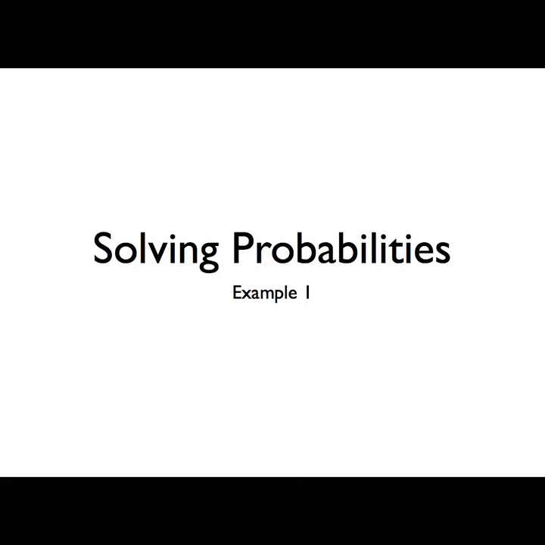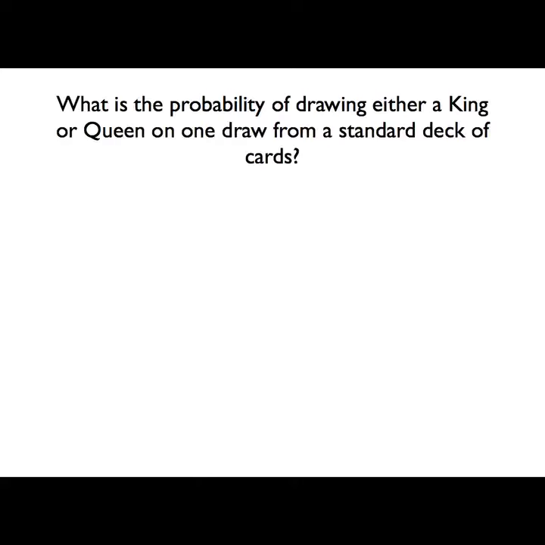Let's work through a quick example of how to solve a particular kind of probability problem. Here's our problem. What's the probability of drawing either a king or queen on one draw from a standard deck of cards? Remember that a standard deck of cards has 52 cards. We're never going to talk about cards with jokers. So there are 13 suits and 4 cards of each suit in the deck.